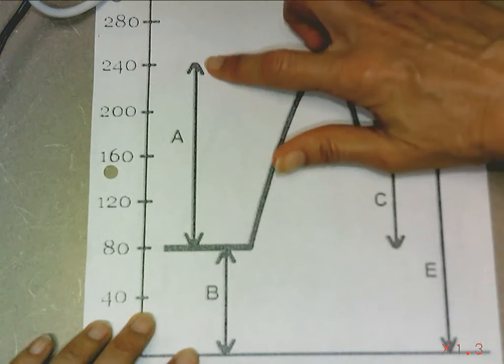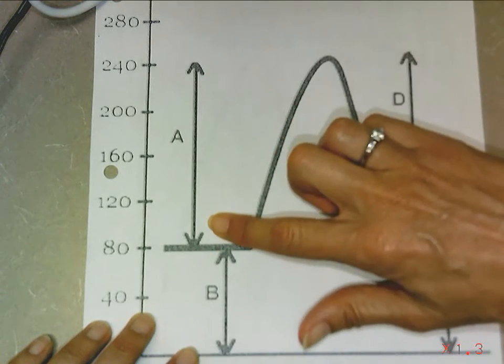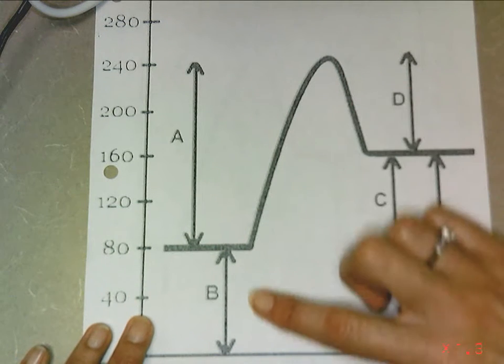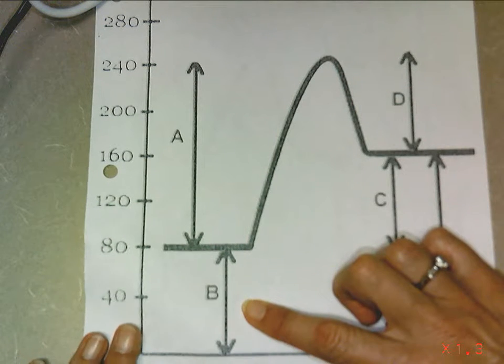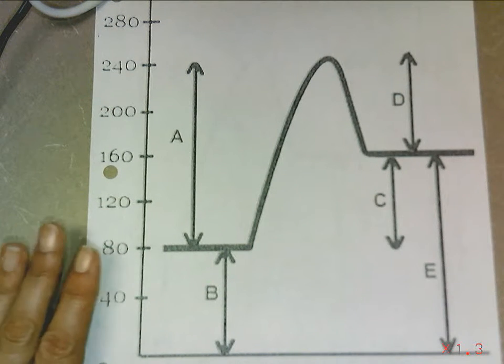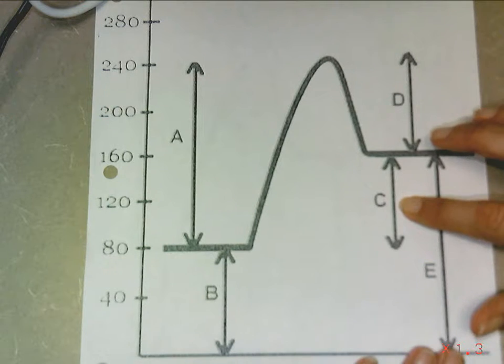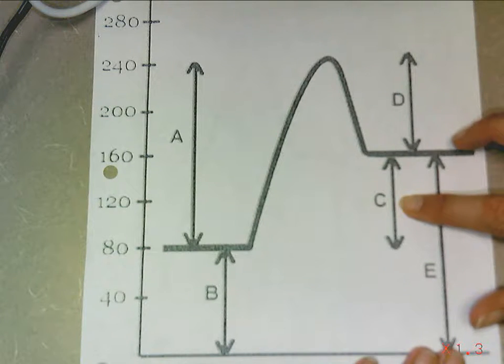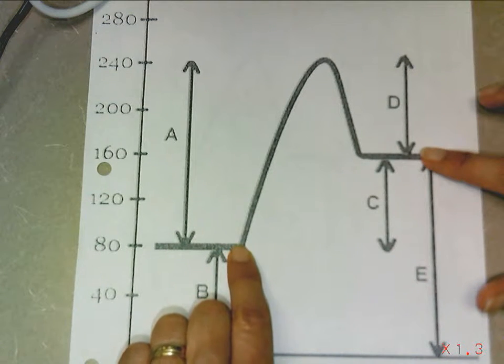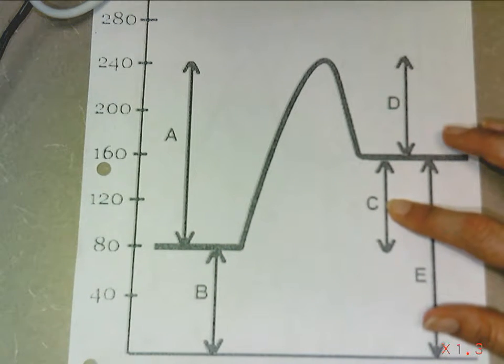What is A? Yes, it's the height of this peak, so it's the activation energy. What is B? Very good. It's the delta H of the reactants, or energy of the reactants. What is C? Overall, delta H of the reaction. Very good, Samantha. Overall delta H of the reaction. The difference between products and reactants is the overall heat of reaction.